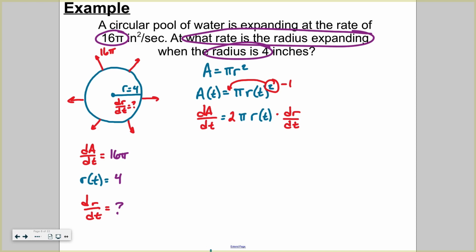So let's substitute these other values in. dA dt is 16 pi. That is going to equal 2 pi times 4, because again we know the radius is 4, and then times dr dt. And now we just have algebra. So let's go ahead and start rewriting this. So we're going to get 16 pi is equal to 8 pi dr dt. So then we can divide both sides by 8 pi.